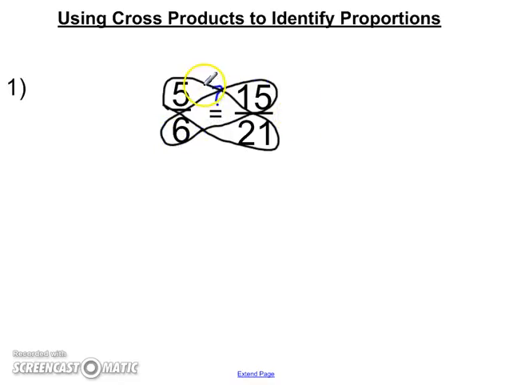Some people call this cross product thing the butterfly. That's a very poorly done butterfly, with yellow antennas and so on, but okay, butterfly. Anyway, if I multiply here, the cross products should be equal. So 5 times 21, well 5 times 1 is 5, 5 times 2 is 10, 105. The other way, 6 times 5 is 30. Carry my 3. 6 times 1 is 6, plus 3 is 9. And so, in this particular case, these are not proportional.